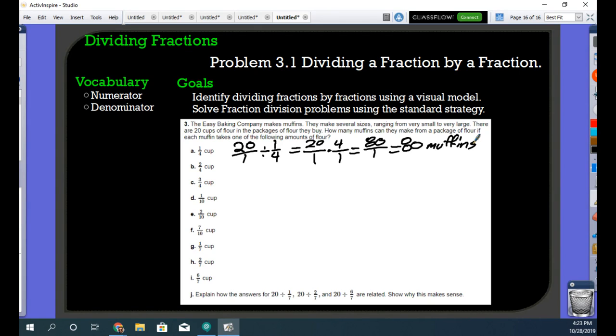Well, if I use twice as much to make the muffin, I should end up with half as many muffins. That would make sense. So for part B, we're going to go 20 over 1 divided by 2/4. Keep the first fraction, 20 over 1, times, flip the second fraction, 4 over 2. Multiply straight across, still end up with 80 in the numerator.